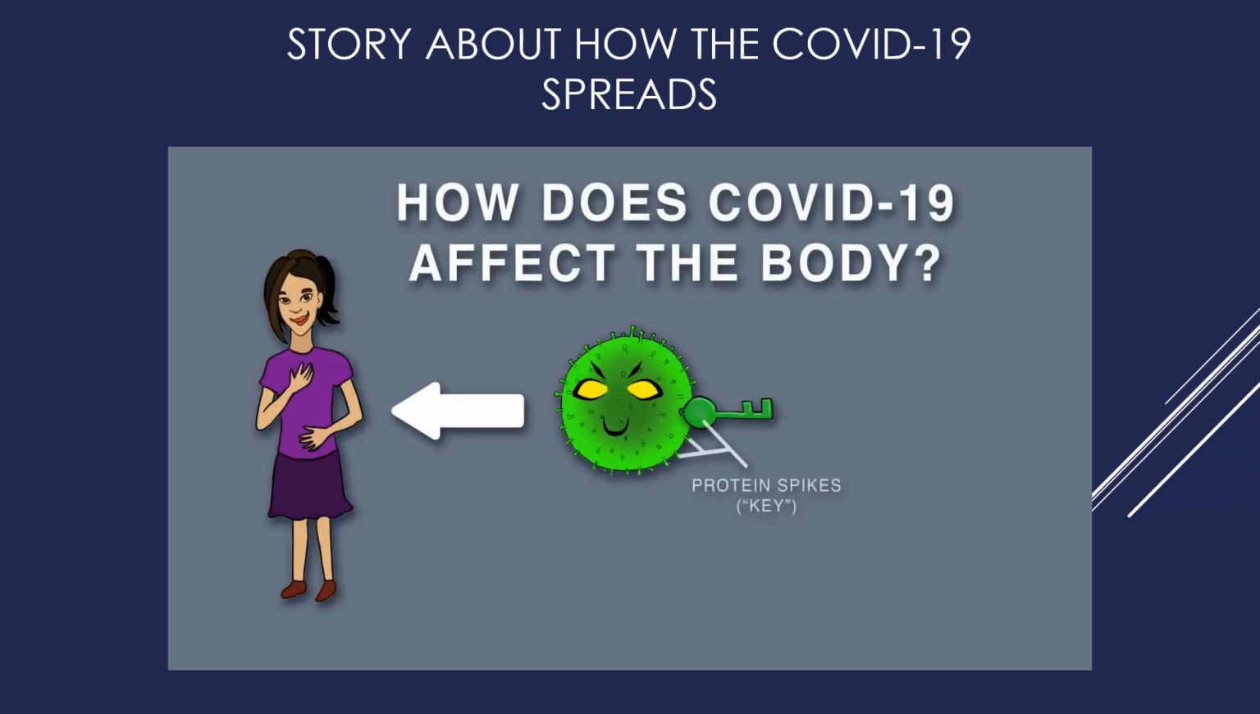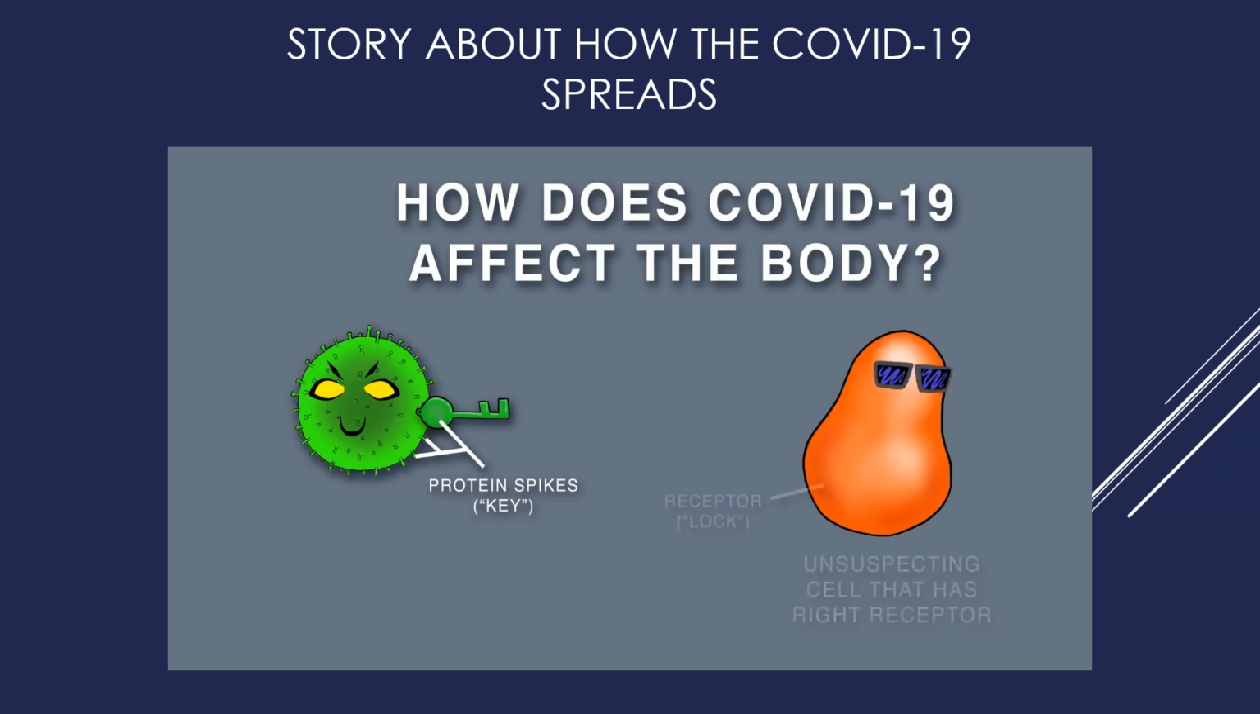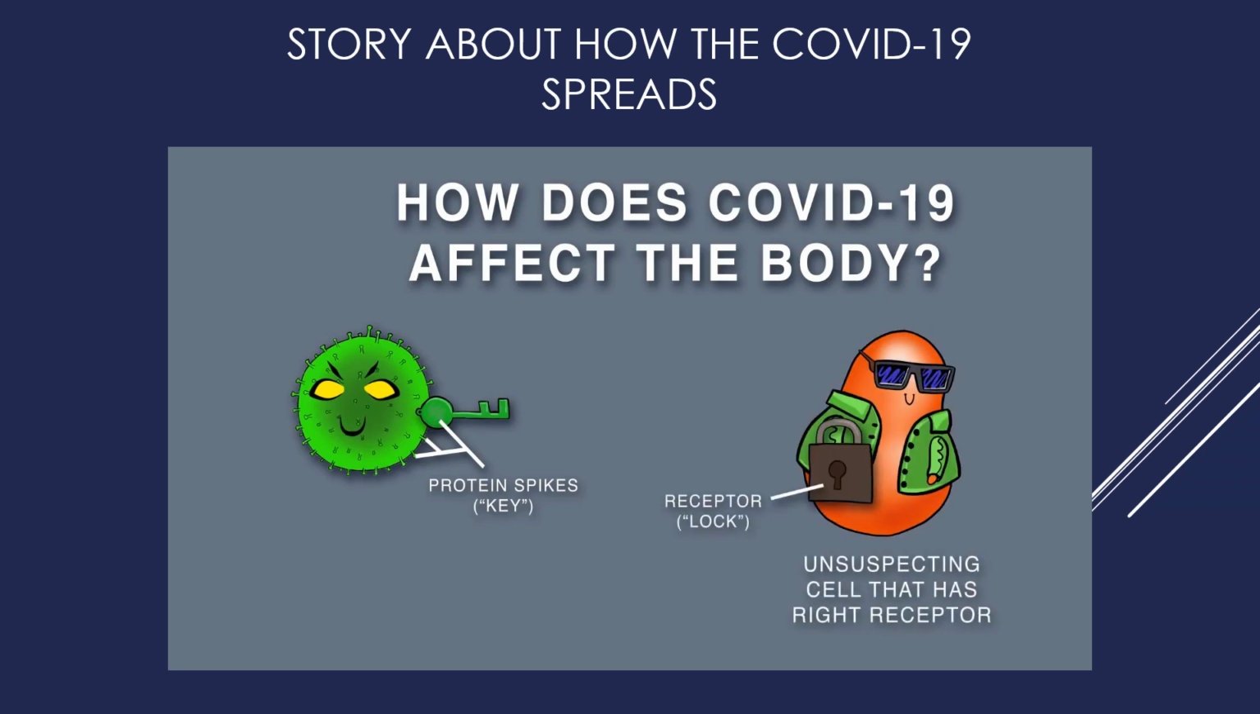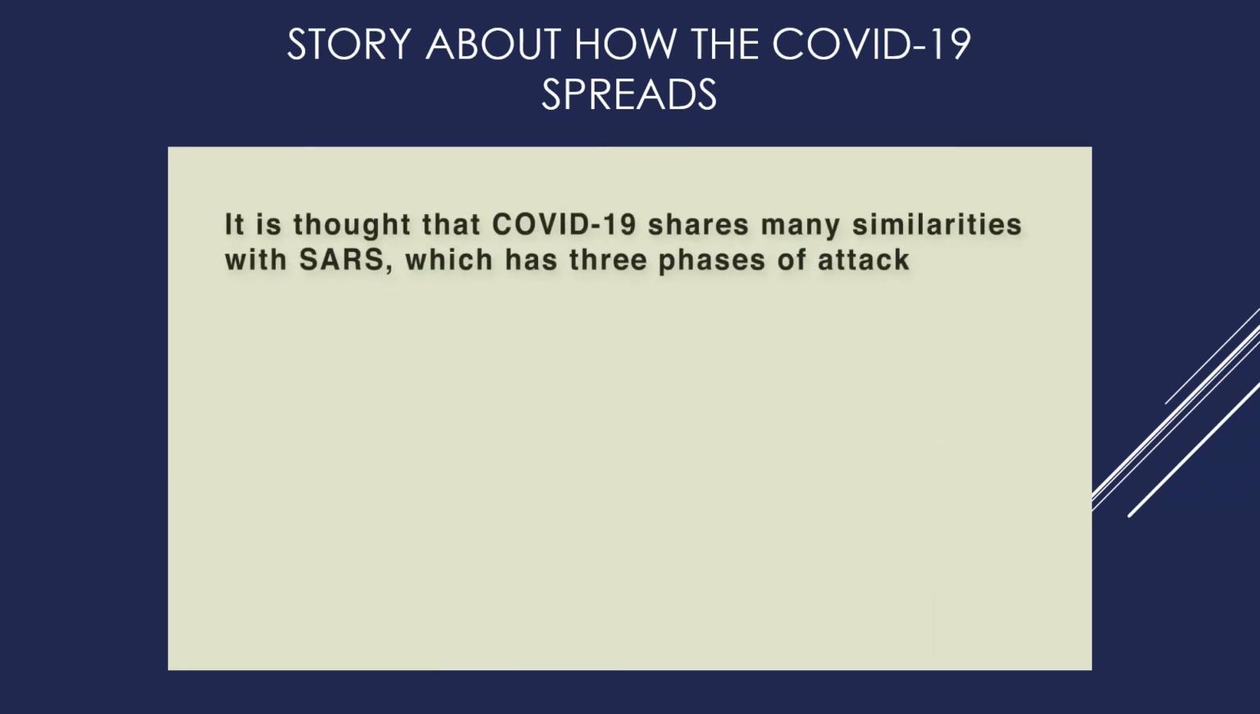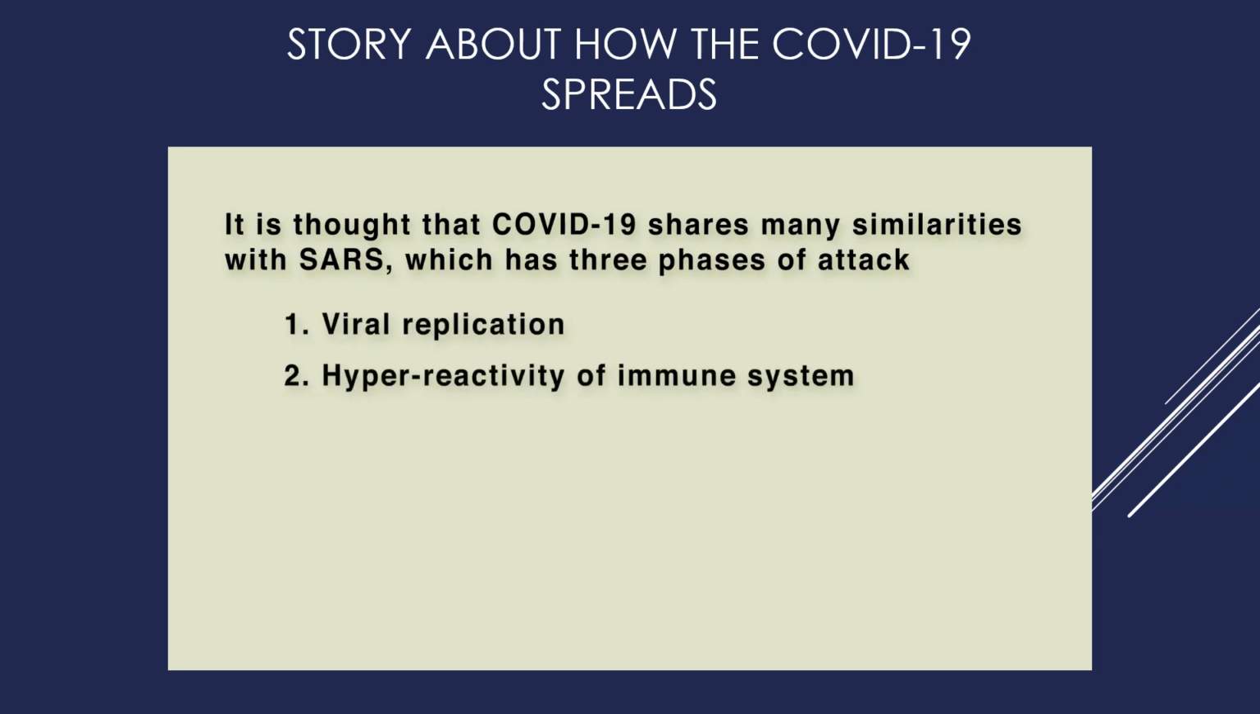The virus is fitted with protein spikes sticking out of the envelope that forms the surface and houses a core of genetic material. Any virus that enters your body looks for cells with compatible receptors, ones that allow it to invade the cell. Once they find the right cell, they enter and use the cell's replication machinery to create copies of themselves. It is likely that COVID-19 uses the same receptor as SARS, found in both lungs and small intestines. It is thought that COVID-19 shares many similarities with SARS, which has 3 phases of attack: viral replication, hyperreactivity of the immune system, and finally pulmonary destruction.